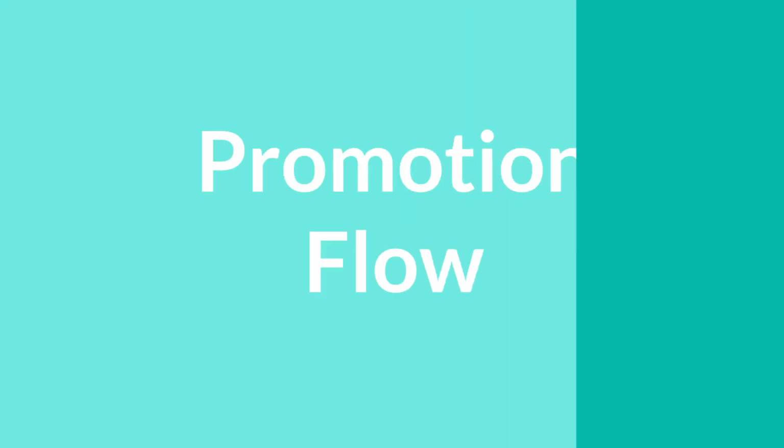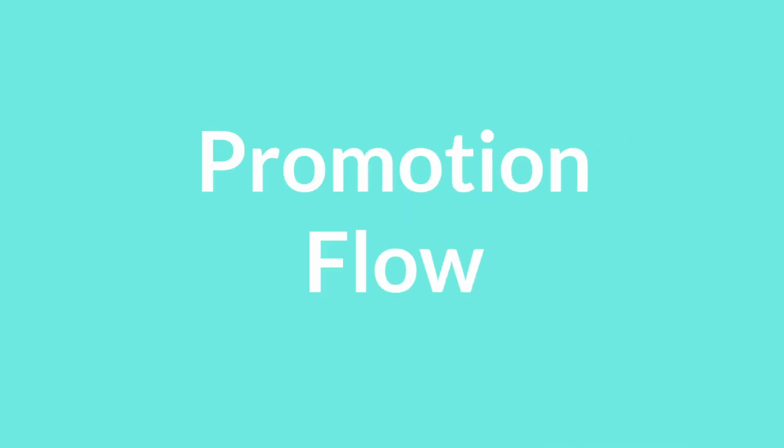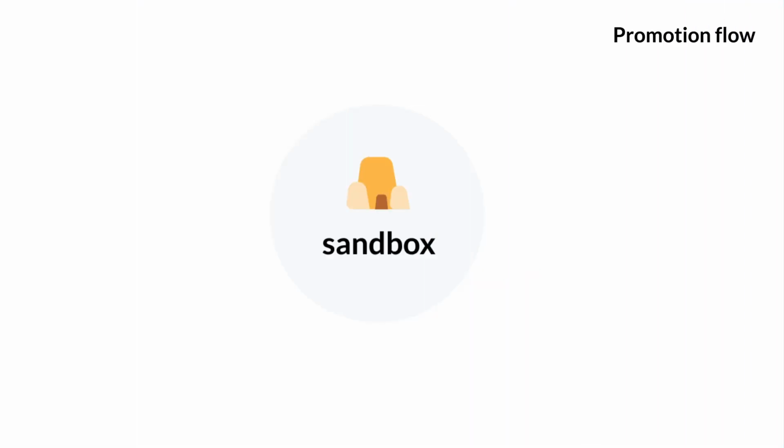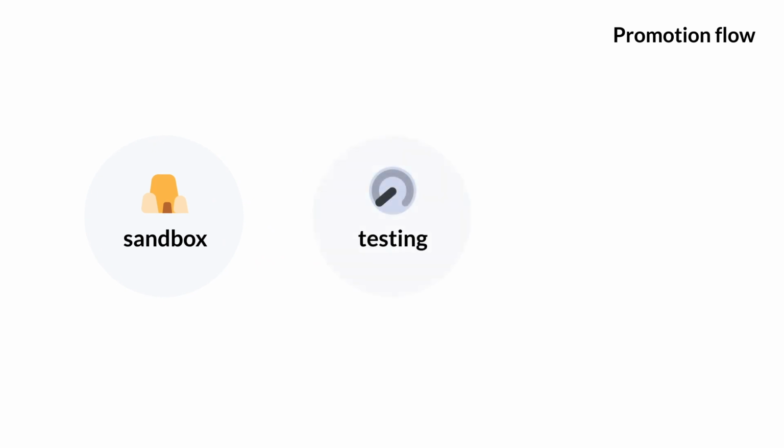And last but not least, number 5, Promotion Flow, the key to making your deployments painless. You and your team are probably already familiar with the sandbox, but did you know that you can set up multiple testing environments? When your code is working smoothly in one, you can move on to the next. This way, you ensure that you only promote clean and functional code. Once you've fixed all your bugs, you can move over to production to go live.